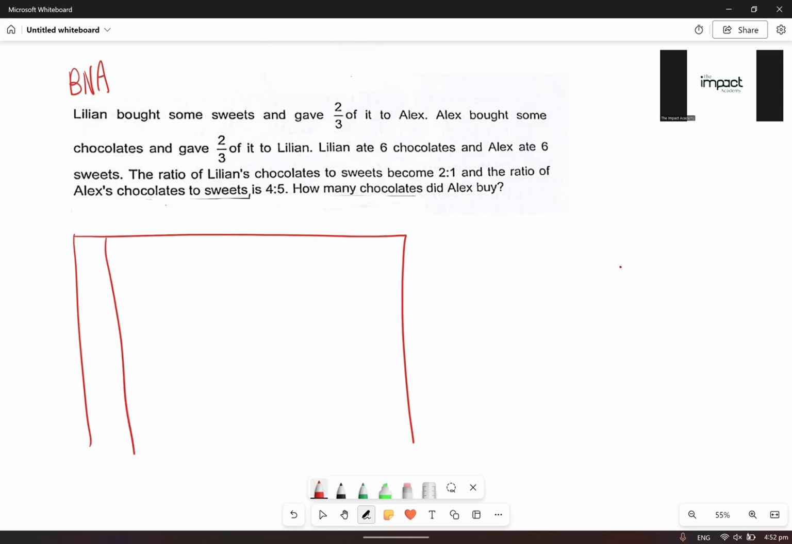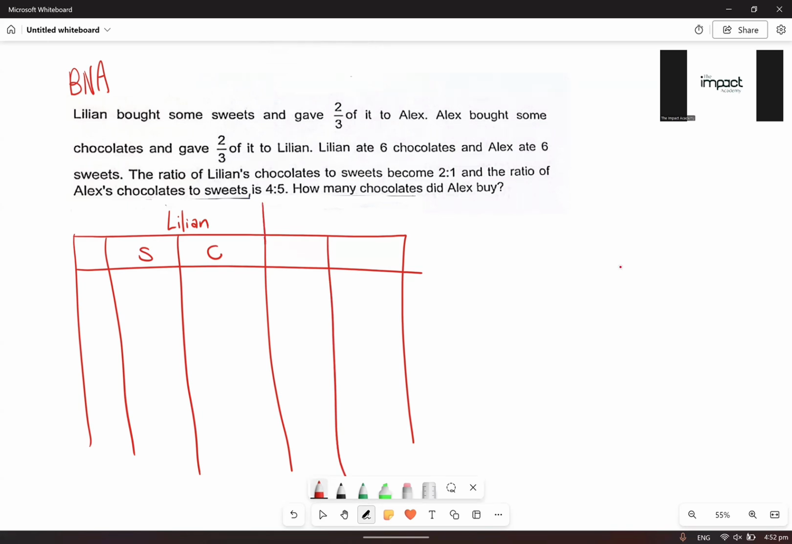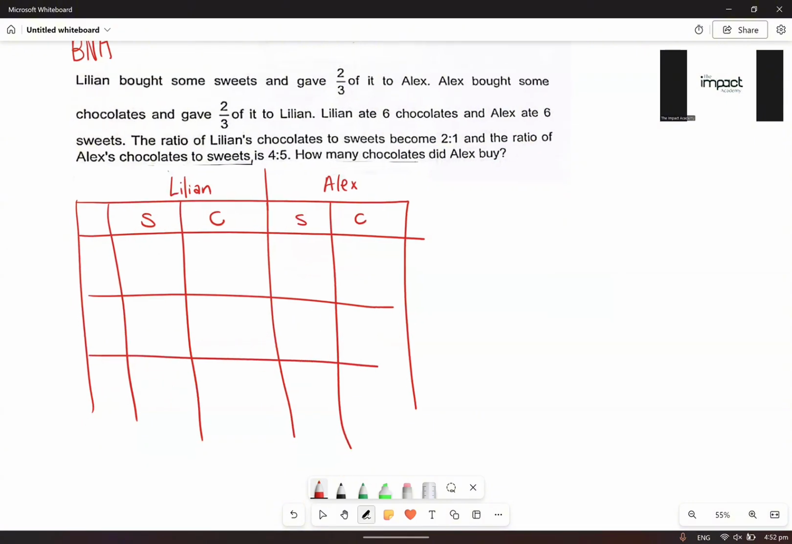Okay, we're going to draw a table like that. What we're going to have is Lilian on this side. Agree or disagree? Sweets on this side, chocolates on this side. For Alex will be sweets on this side, chocolate on this side. Okay, sweets on this side, chocolate on the other side.